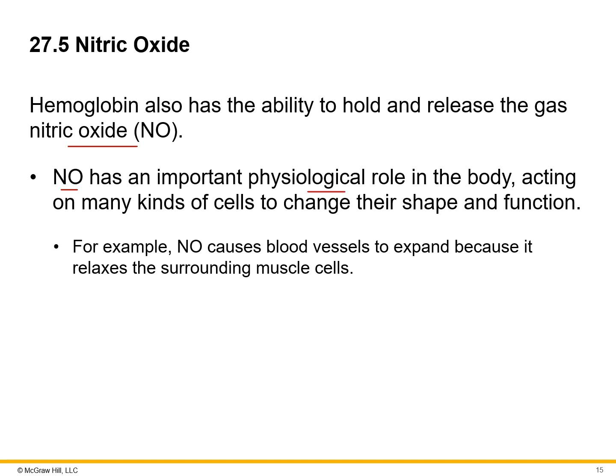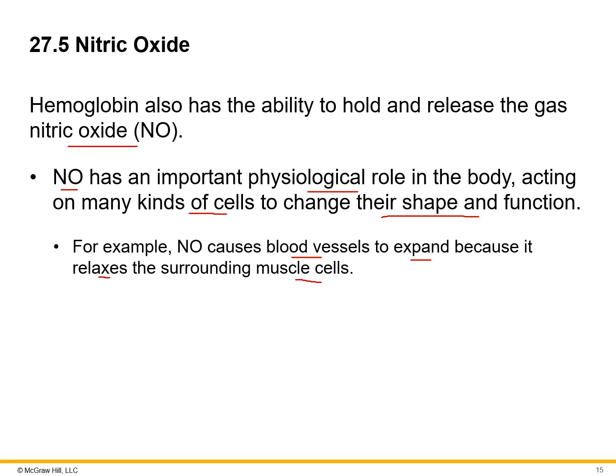But it has a big physiological role, causing a lot of cells to actually change their shape and their function. One of the most notable functions of nitric oxide is in the blood vessels and relating to heart attacks or cardiovascular health. Nitric oxide causes blood vessels to expand, or dilate, so it causes vasodilation because it relaxes the muscles around the blood vessels.